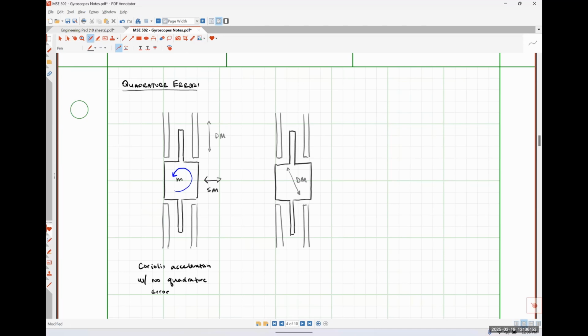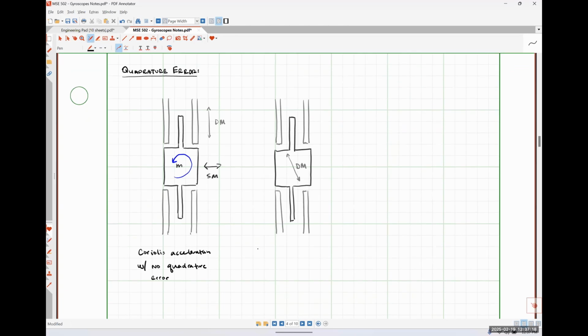Which means that even under no Coriolis force, we would still have some amount of movement in the left and right direction that our system would erroneously consider to be an experienced acceleration, right? So that is the problem that we are trying to quantify and rectify, okay? So this would be our quadrature error motion, error motion with no Coriolis force.